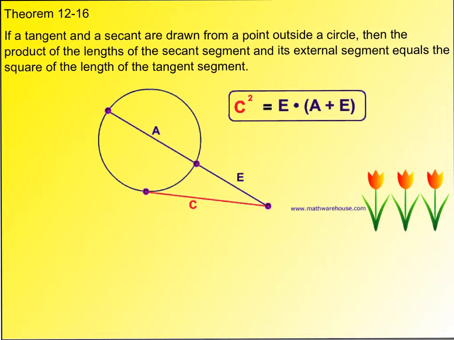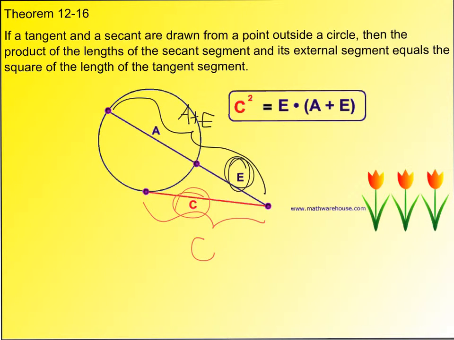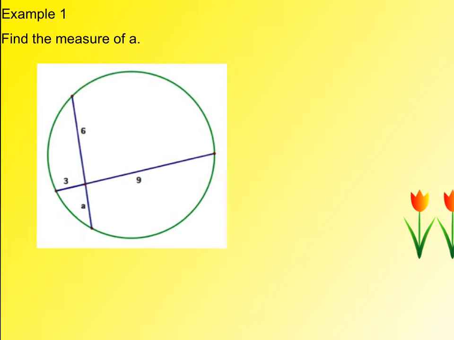And we have one more property that's talking about a secant and a tangent, and it's basically the same situation that we had before. We're going to talk about the entire segment, which is A plus E, times the outside chunk, and that's equal to the entire segment, which happens to be C, times the outside chunk. So notice in the formula we have C squared, or C times C, equals E times A plus E. So let's try a few out.